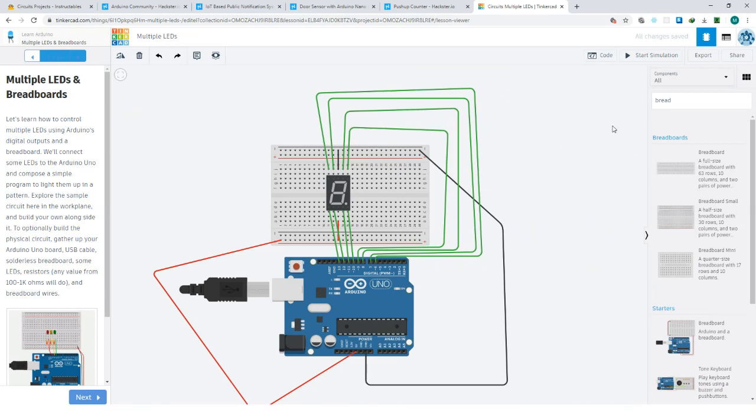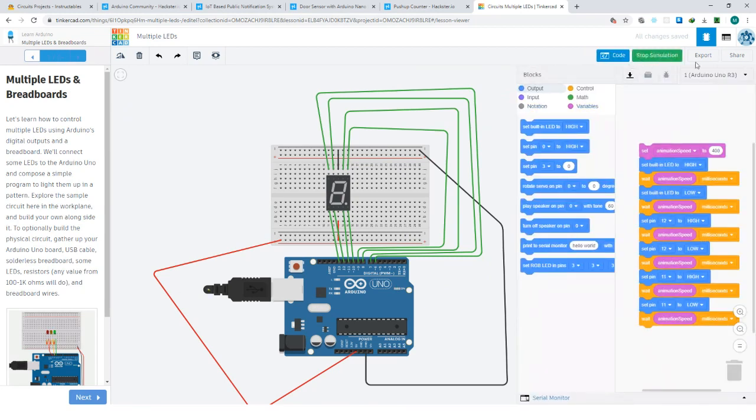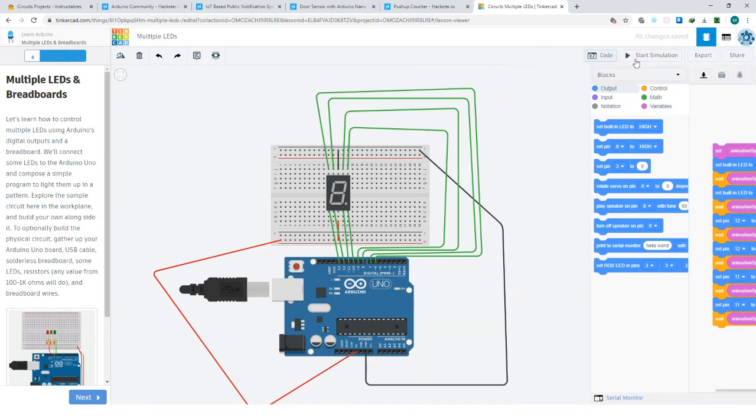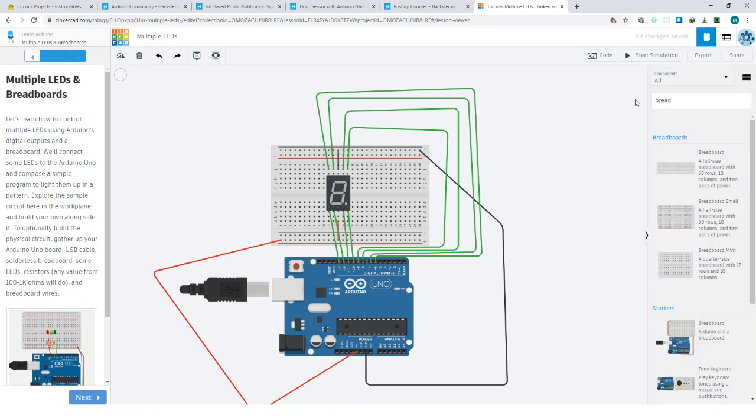I think time is up, so the next part is to have it coded. Now that we have connected it, remember these two common pins. There is something I've left out that is very important, and it's the resistor. Sorry, I forgot the resistor.